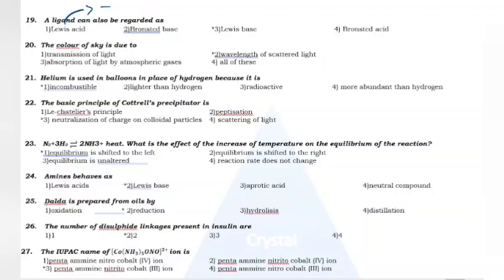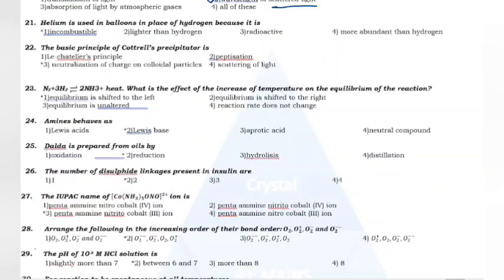Let's move to the next one. Helium is used in balloons in place of hydrogen because it is. We know helium is an incombustible gas, hence we use that in balloons. Easy one.